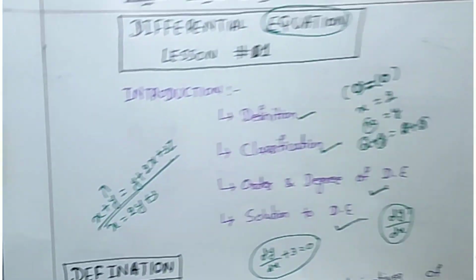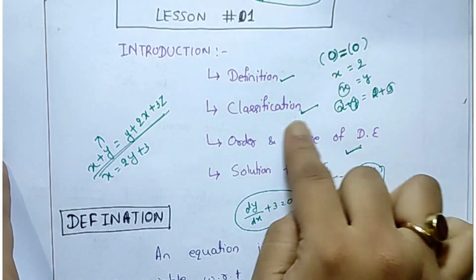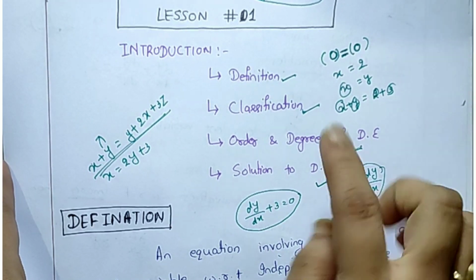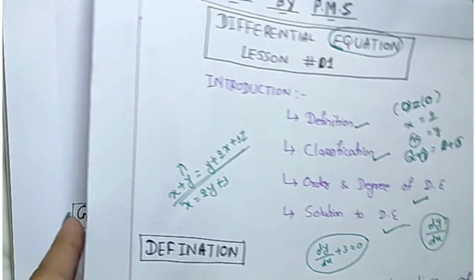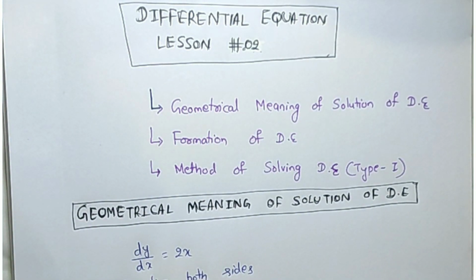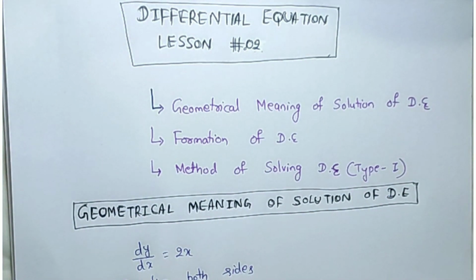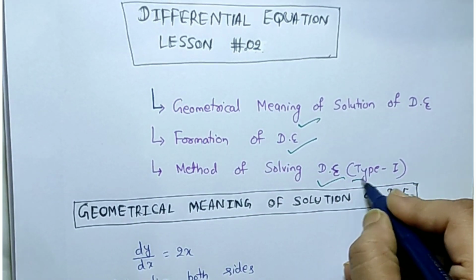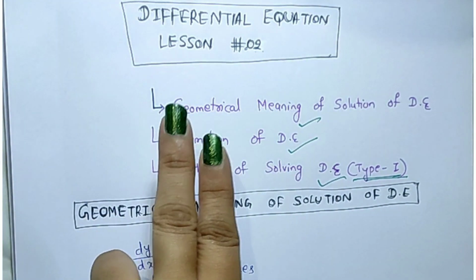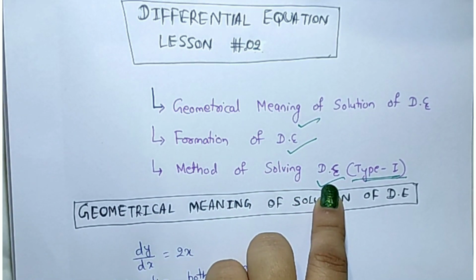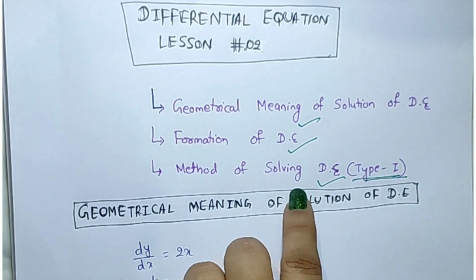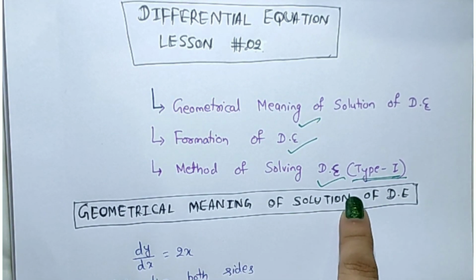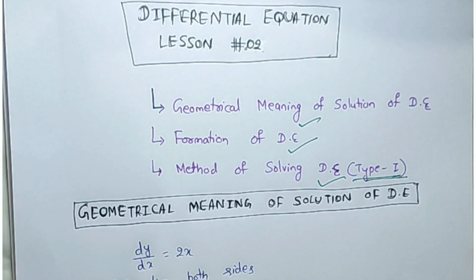In the previous lesson, we have already covered definition, classification, order and degree of differential equation, and solution to differential equation. In this lecture, we are going to cover geometrical meaning of solution of differential equation, formation of differential equation, and method of solving differential equation type 1. There are two types of method of solving differential equation, but in this lesson we are going to solve only type 1, and in the coming lesson, we are going to cover type 2. So let's get started.